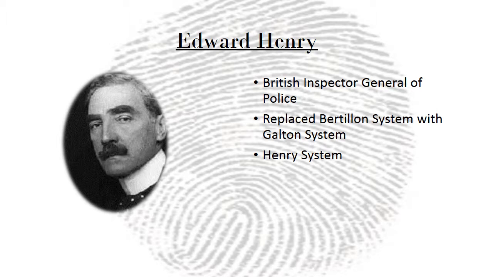He soon came to find that this system was very complicated for each police officer to learn, so he created a new system, the Henry system, which was basically an alphanumeric system where each finger would be assigned a number and each ridge pattern would be assigned a letter, and that was a much simpler way to classify criminals.